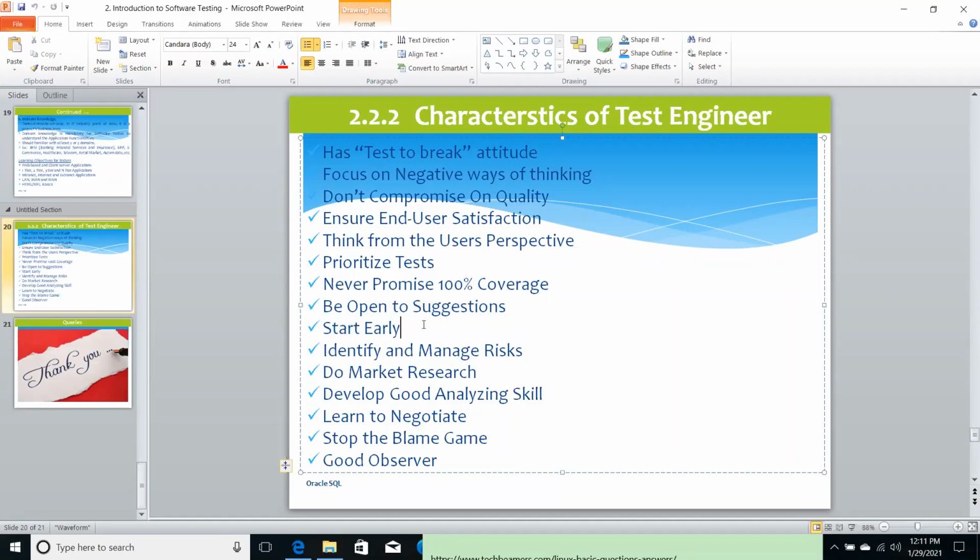Start early. Whenever you receive the project, you need to start your testing as soon as possible. If you are thinking that it's a very easy one, and they have given a timeline of 15 days, and I am thinking that within 1 to 8 days it can be completed, so I will take leave, then I will enjoy. I'll watch some other YouTube channels, I'll go outside with my friends. Many people are doing that, and at the end moment, 2 or 3 days are pending. At that time, they are starting the testing.